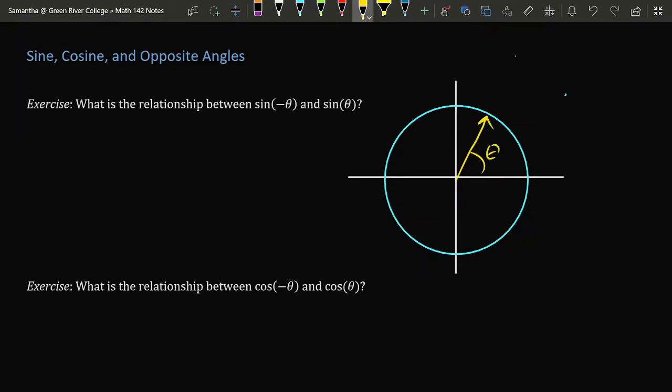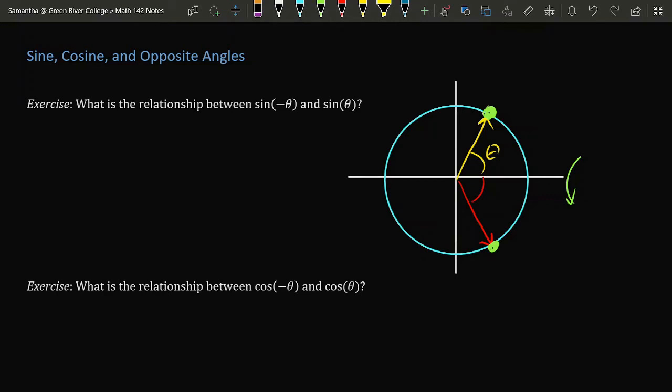What then would be the angle negative theta? Negative theta is going to give you the same amount of turning. It's just going to turn clockwise instead of counterclockwise. So negative theta is going to be the same angle, it's just going to point downward in this case instead of up. Now notice there is a rather conspicuous graphical relationship between the green point on the top here and the green point on the bottom. They're exact mirror images of each other across the x-axis.